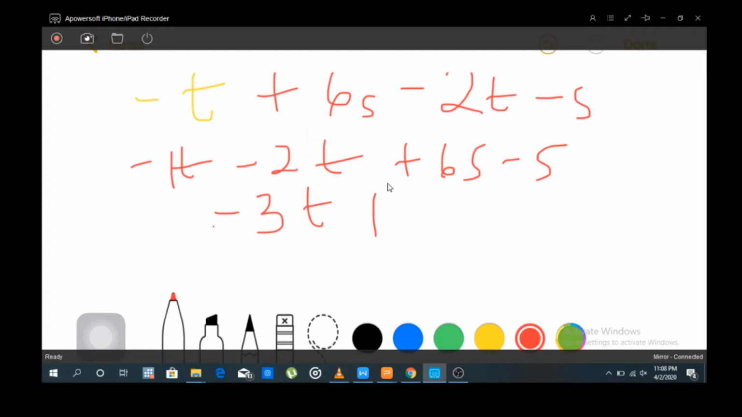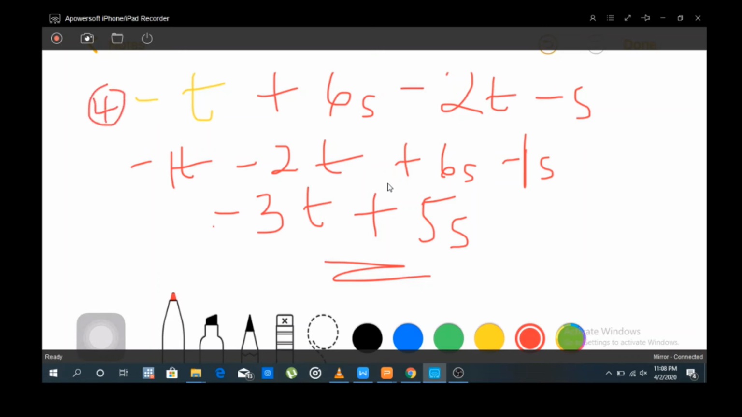So now this is 6s minus 1s. This is s. So 1s. So 6s minus 1s, that is 5s. So minus 3t plus 5s. Final answer. Okay. So this was our example 4.